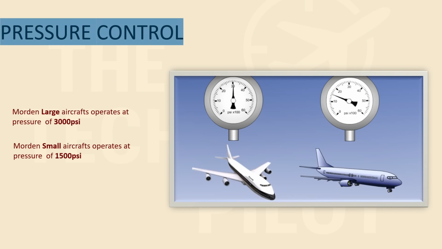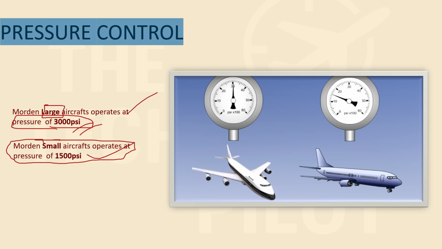And then you have pressure control. In modern large aircraft, they operate at a pressure value of 3000 psi. This is again a DGCA question: modern aircraft operate at a pressure value of what? 3000 psi. But remember, they may also ask what modern small aircraft operate at. So it is 1500 psi. So just remember these 2 points.